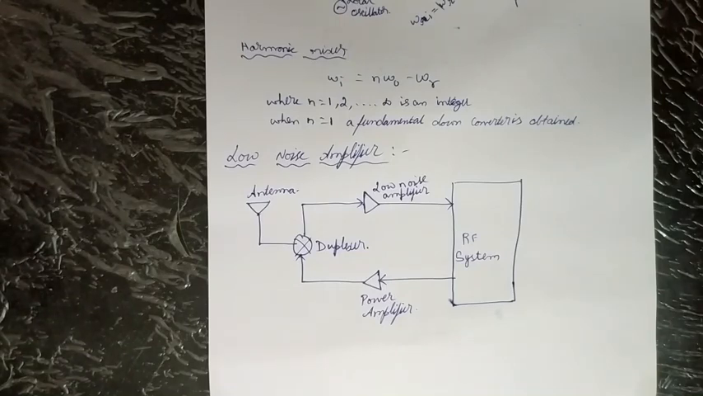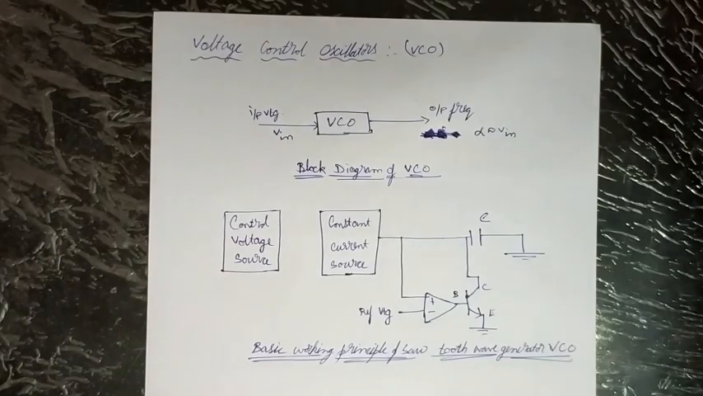So we have a number of applications for low noise amplifier. It is used in industrial, scientific and medical bands, radios, cellular telephones, GPS receivers, mobile phones, wireless LANs, and satellite communications. So next one is voltage control oscillator, we call it VCO.